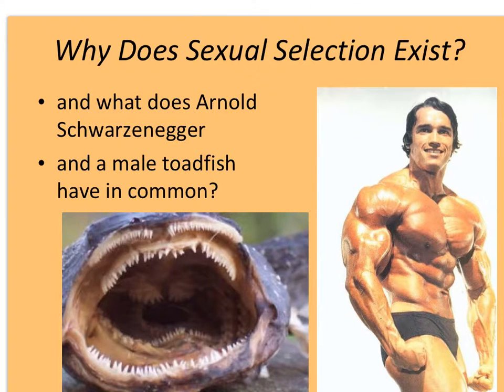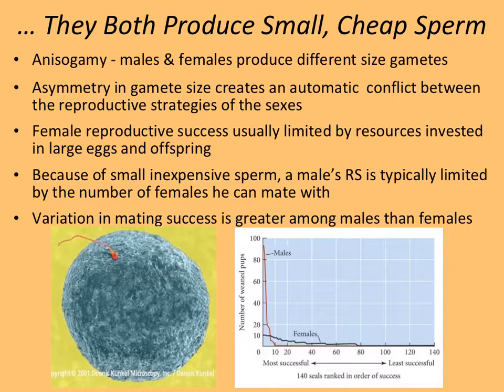Now, the question is, why does sexual selection exist? And what do Arnold Schwarzenegger and a male toadfish have in common? Huh? They're trying to show off. Trying to show off? Okay. That's true. Anything else? Yep, got that. How about they both produce small, cheap sperm? Okay?